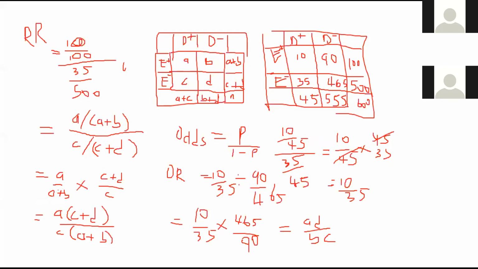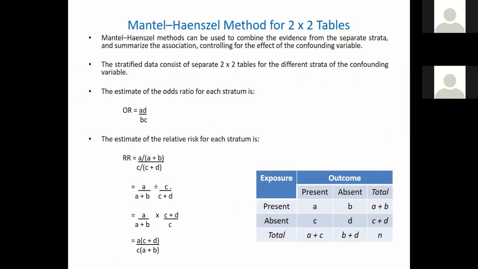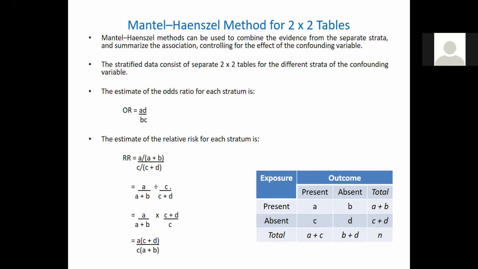So if I go back to that, this is where we are. Can you see the odds ratio now? AD all over BC. I think it's clear the way you will get it now. So the relative risk is A into this, which is what I just changed now. So this and this are actually the same. Let's move to the next slide.